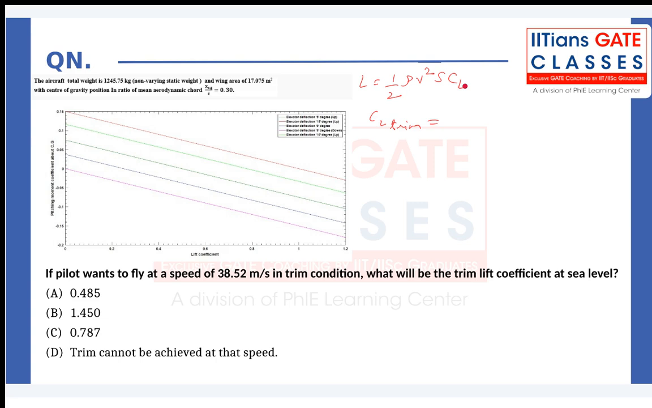Alright, quite a lot of you got me. See, it is the right answer. I'll just write the equation for completion: CL trim equals 2W by rho V trim squared S. So V trim is 38.52. Okay, now let's go to the next question.